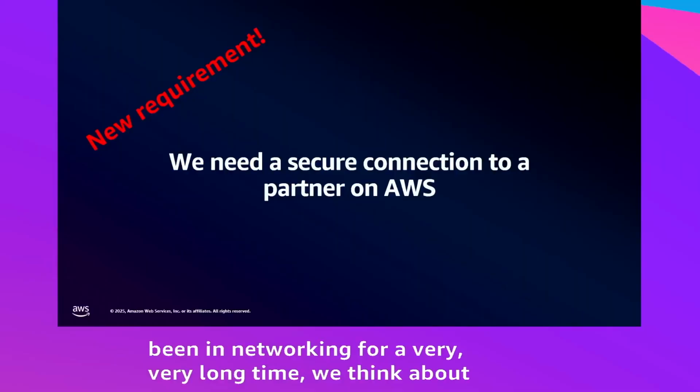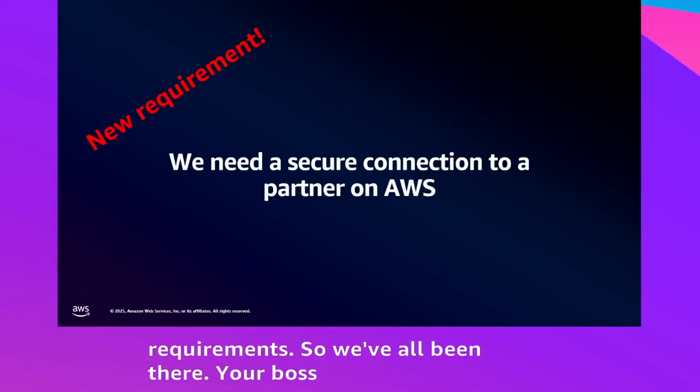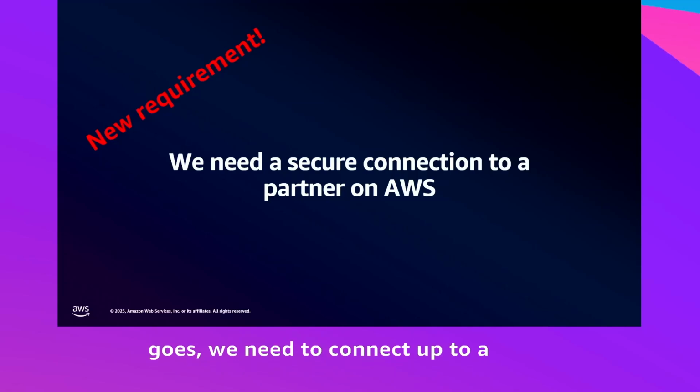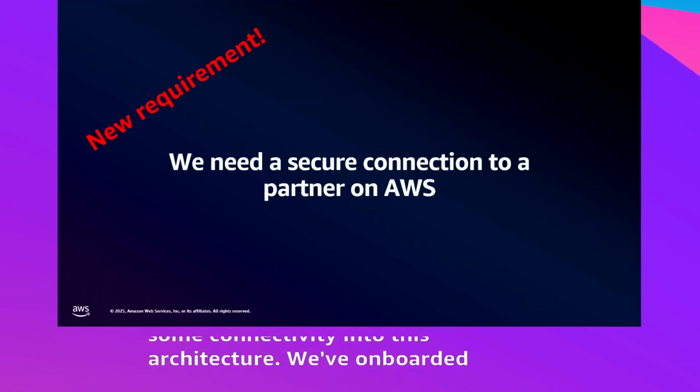And for any of those of us who've been in networking for a very, very long time, we think about requirements. So we've all been there. Your boss comes in, he goes, we need to connect up to a AWS partner. We need to provide some connectivity into this architecture. We've onboarded this new service from a third party. How do we go about doing that? How do we provide flexibility to be able to connect into this partner? And how do we do it at a low cost?